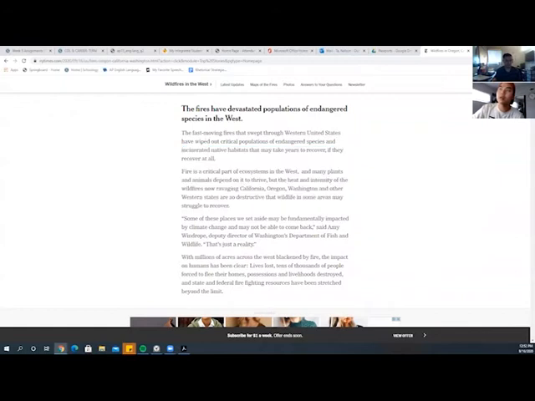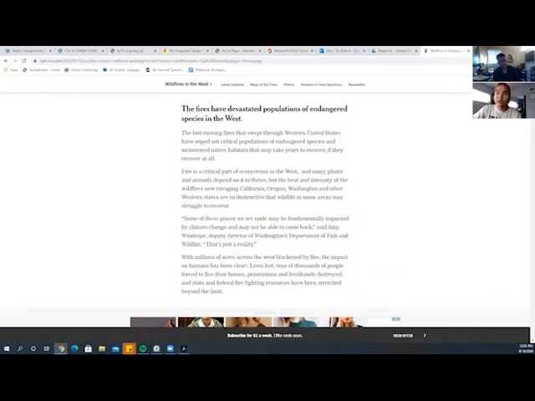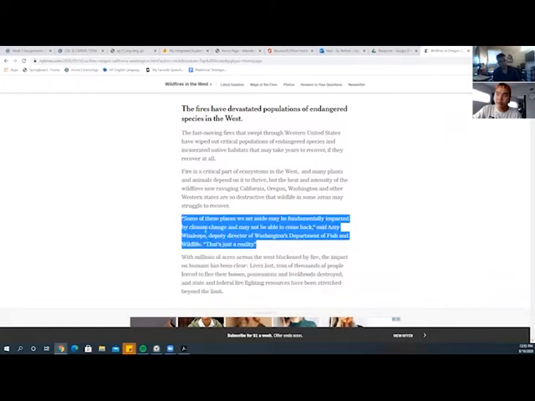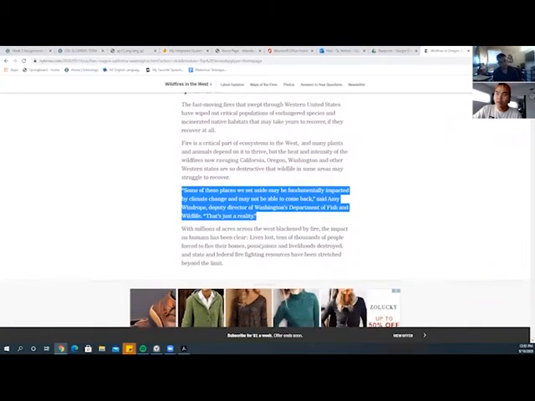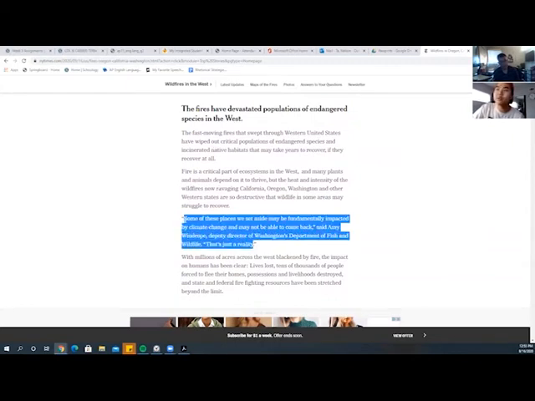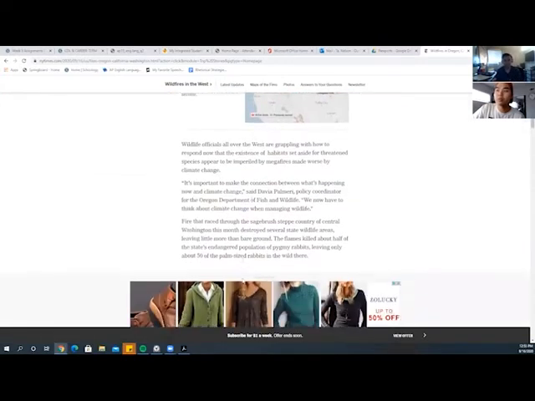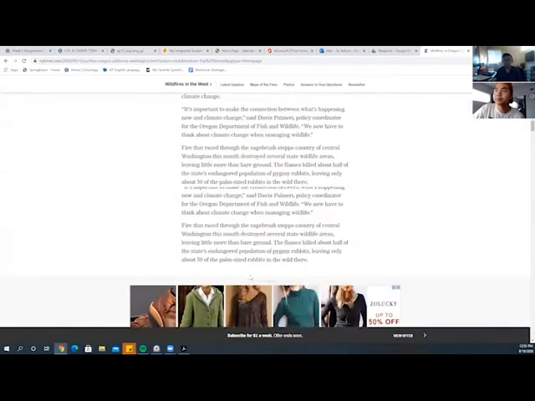So we're talking about our lead, our nut graph, and then we have a quote from someone. "Some of the places we set aside may be fundamentally impacted by change and may not be able to come back," said Amy Winthrop, Deputy Director of Washington's Department of Fish and Wildlife. That's just reality. If you look at this, I want you to see we have lead, nut graph, quotes. It would be very boring without a quote right away. Then we usually have quotes from other people within what that is affecting.